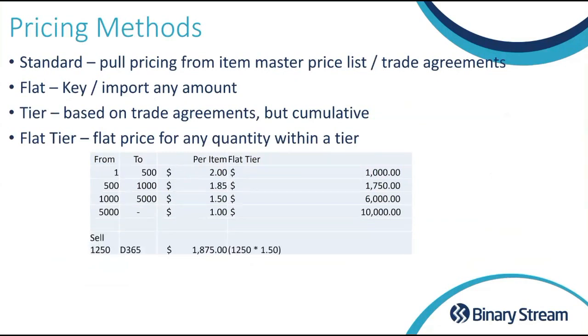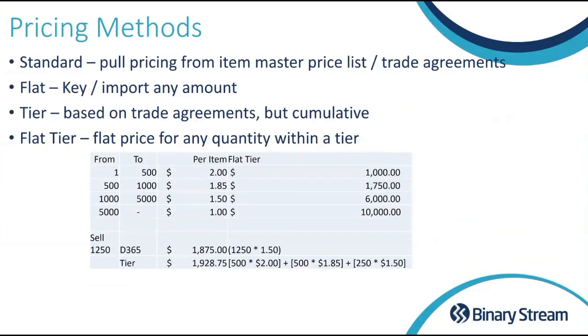Here's an example of how it would look. In out-of-the-box D365, if the customer was to buy 1,250 items, it's going to skip those first two sections of the trade agreement and say, the 1,250 falls between the 1,000 and 5,000, therefore it will bill the entire 1,250 at $1.50 per unit, or $1,875. With our tiered pricing module, you get cumulative tiers. The cost is $2 each for the first 500, $1.85 for the next 500, then it's $1.50 per unit, giving us $1,928.75 for that same purchase of 1,250.